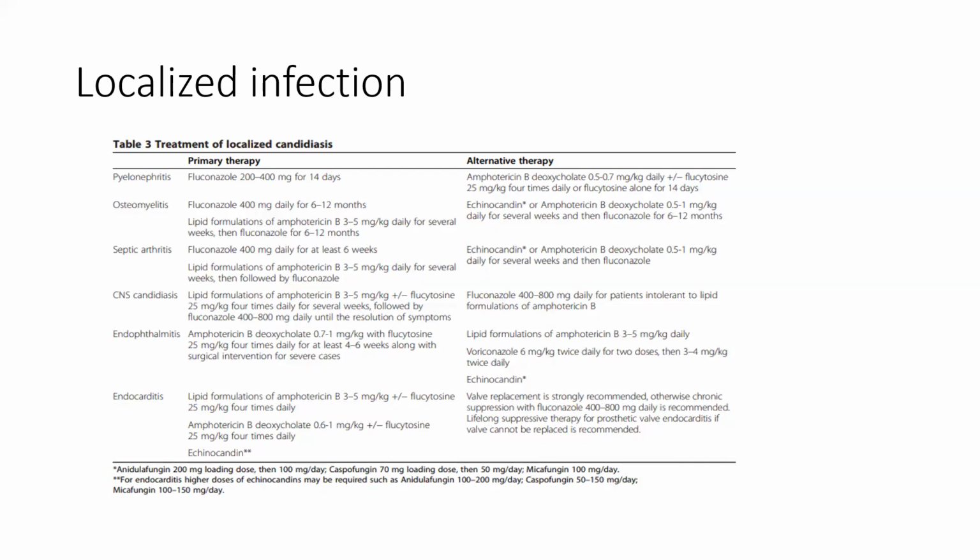If there is endocarditis, then lipid formulation of amphotericin B 3 to 5 mg per kg plus flucytosine 25 mg per kg 4 times daily. Or amphotericin B deoxycholate 0.6 to 1 mg per kg plus flucytosine 25 mg per kg 4 times daily. And we can also use echinocandins. Alternative therapies, valve replacement is strongly recommended. Otherwise, chronic suppression with fluconazole, that is 400 to 800 mg daily, is recommended. Lifelong suppressive therapy for prosthetic valve endocarditis, if the valve cannot be replaced, is recommended.